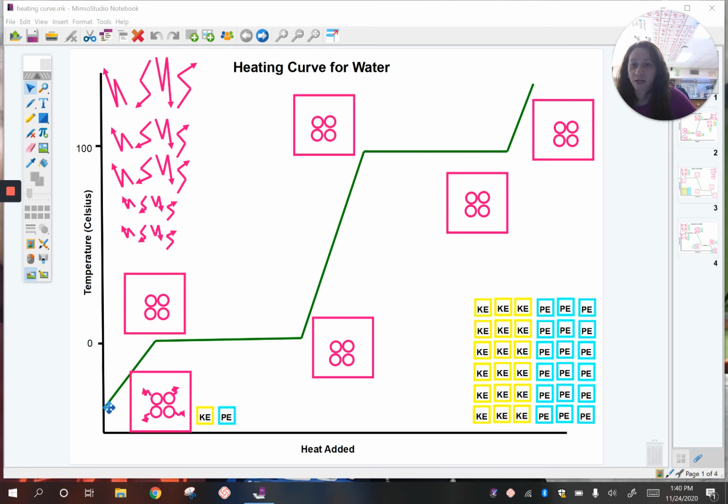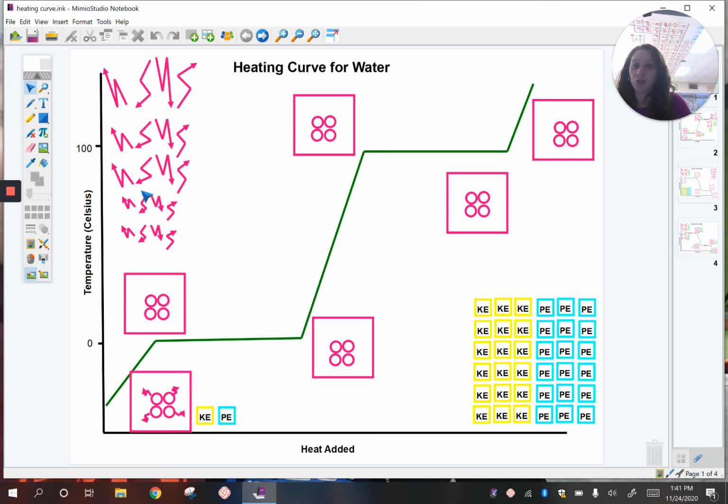So right here, this is a solid below 0. Okay, so this is solid at below 0. And because it's a solid, the particles are really close to each other. They're nice and ordered. And because it's so cold, it's moving pretty slow.